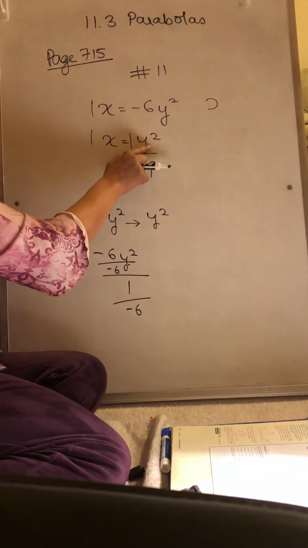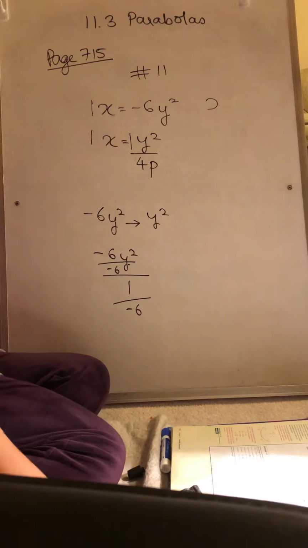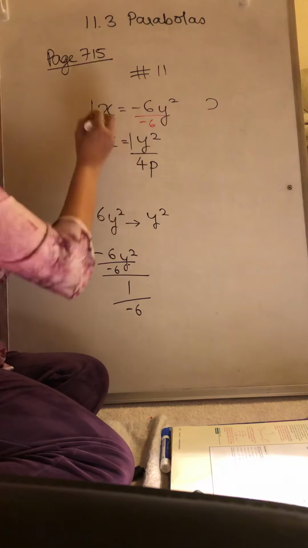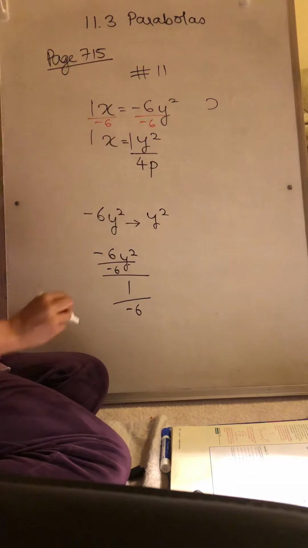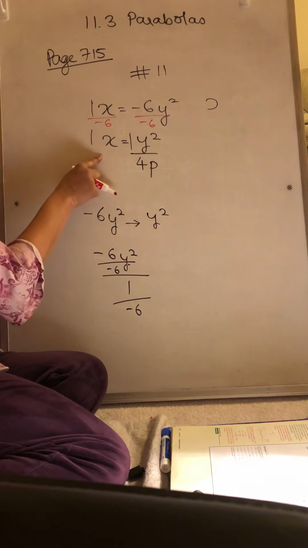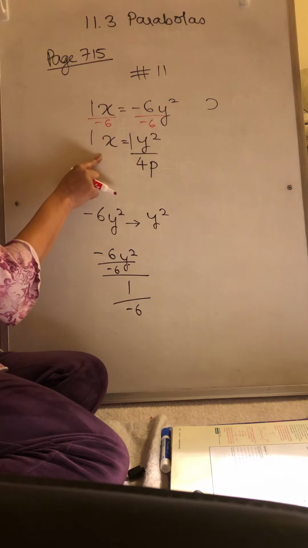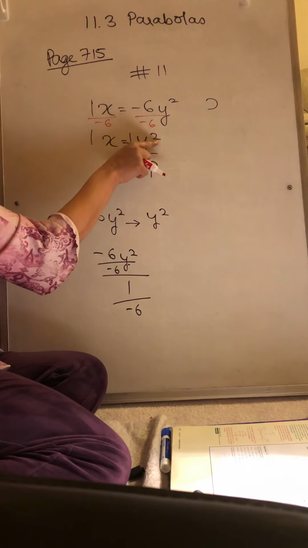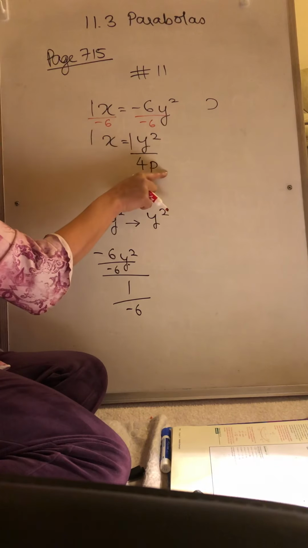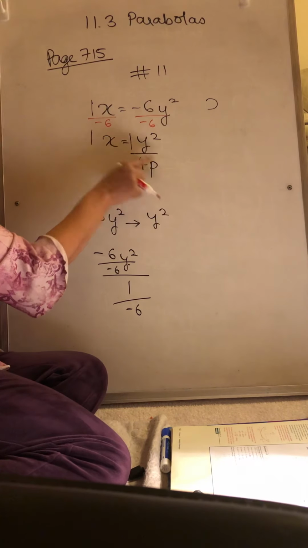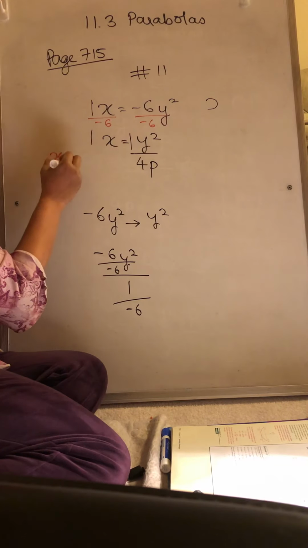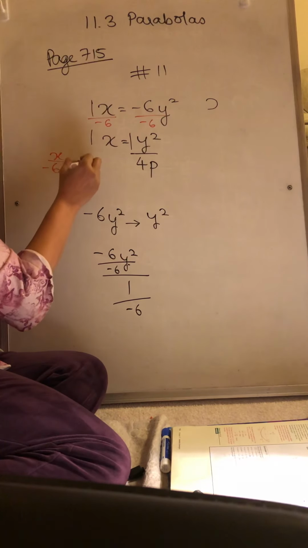Because if I do that here, what's the problem? I will divide this by negative 6, but then I'll divide this also by negative 6. Is this in the desired form? In the desired form, the linear term is by itself, 1, and the quadratic term is in the numerator and you have 4p in the denominator. If I do this, I will get x over negative 6 equals y square.